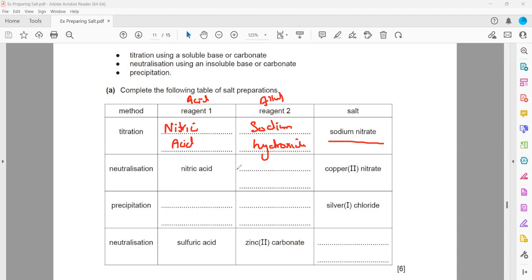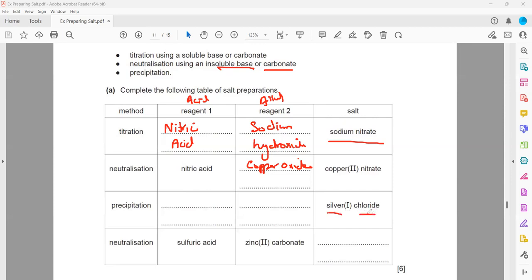Neutralization: in neutralization, we use either an insoluble base like a metal oxide or a metal carbonate. So nitric acid is there, and copper nitrate is produced as a product. So it should be copper oxide, because when copper oxide reacts with nitric acid, it gives copper nitrate plus water.